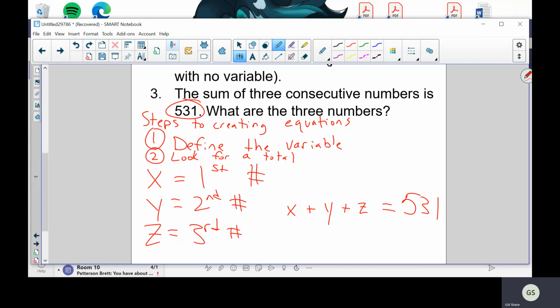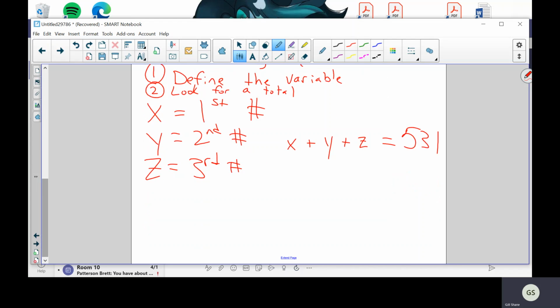What am I missing? What is super, super important? One word. Well, sort of. Yeah, what's important about that word? Consecutive. Let's think about it. I want you to really think about it. Let's look at some consecutive numbers.